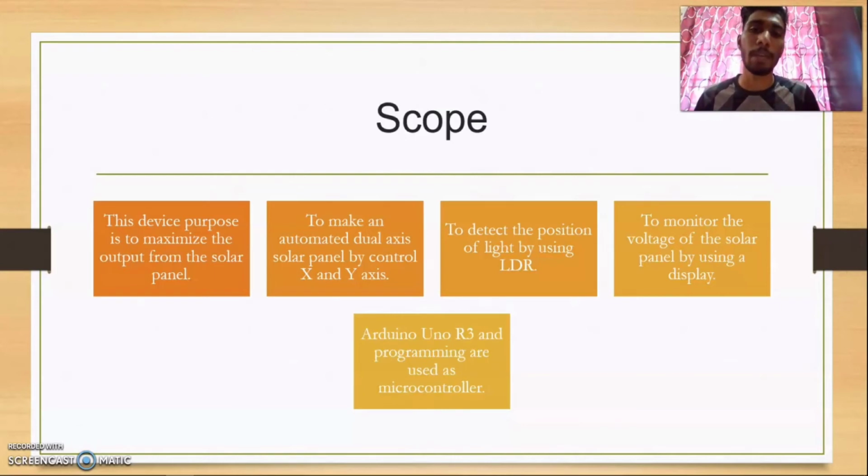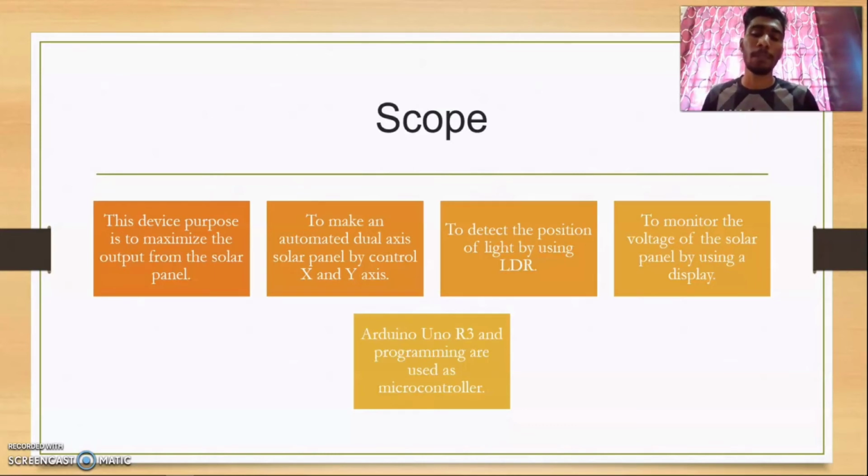I am from DEM18. The project that we have chosen is Lumen Tracker for solar panel using DC motor with Arduino. I would like to explain the scope of our project. This device's purpose is to maximize the output from the solar panel.